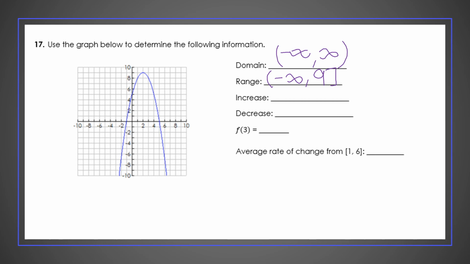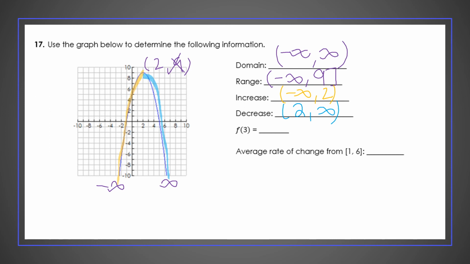For increase, we're going to label the left end -infinity, the right end +infinity, and our vertex is 2, 9. I'm going to cross off that 9, so I'm not tempted to use it. I'm going to start at -infinity, and I'm going to trace, and I am increasing, and I will continue to increase until I get to 2. So my increase interval is -infinity to 2. Then we keep going until we reach +infinity, and we are decreasing starting at 2 to +infinity. So my decrease interval is 2 to infinity.